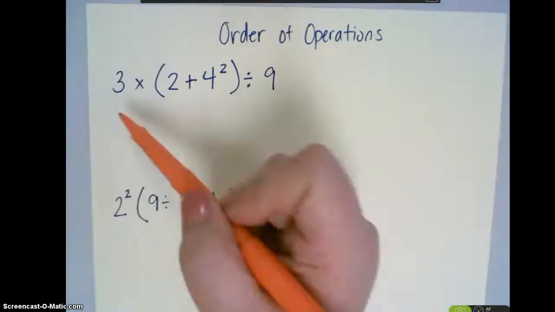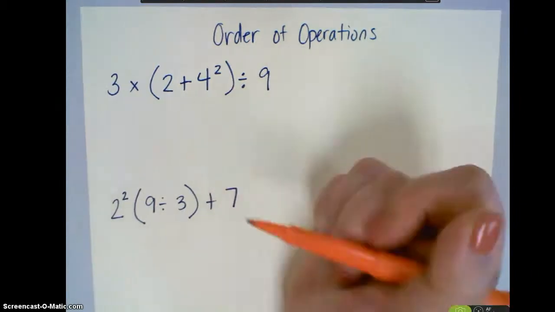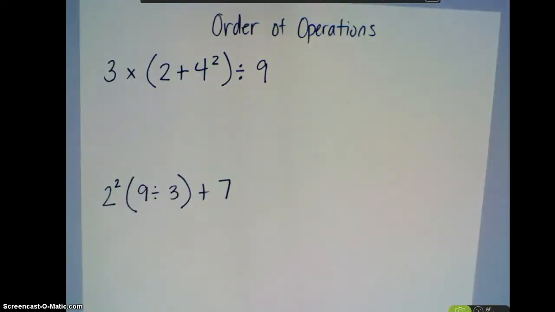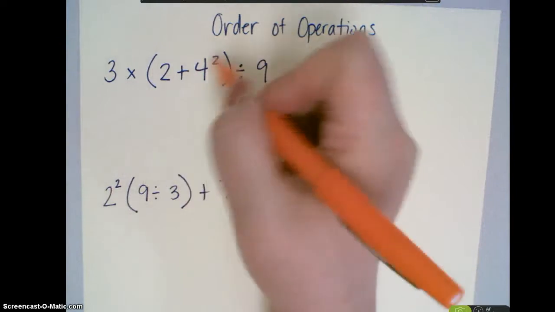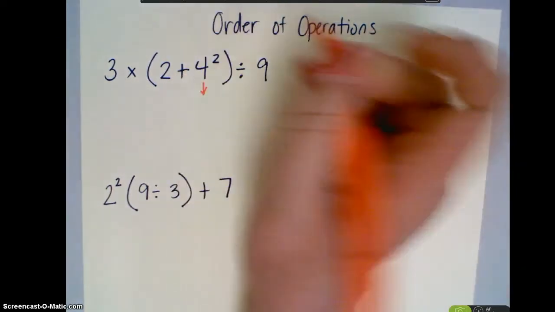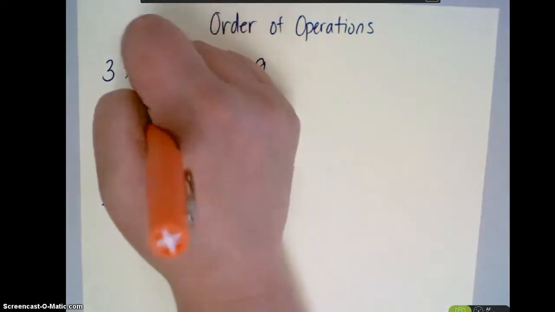So now I have 3 times, in parentheses, 2 plus 4 squared, close parentheses, divided by 9. So I'm going to go in the parentheses first. Once you are in the parentheses, you start your order of operations over again for inside the parentheses. You still follow the order. So once I'm in the parentheses, I have an addition, and then I have an exponent. Exponent is going to come first. So 4 squared is equal to 16, and I'm going to bring everything else down.